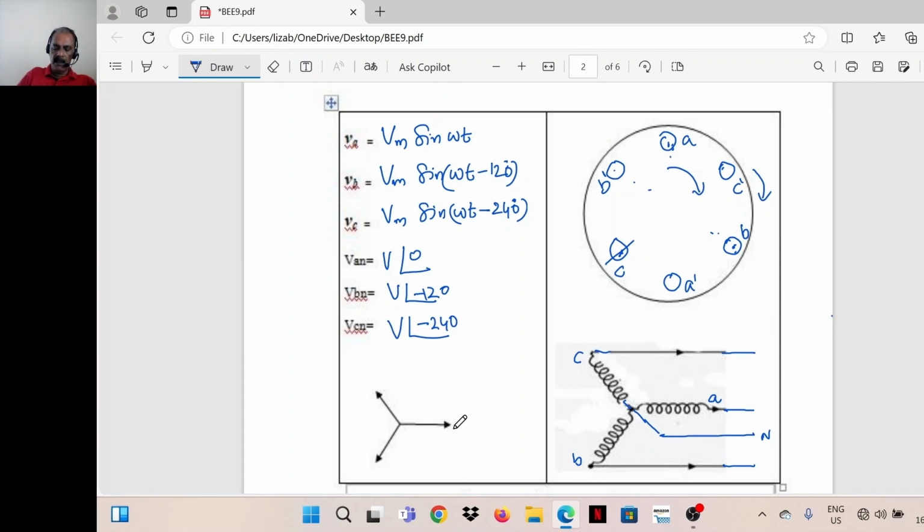So VA is the reference. The phasor diagram can be written as: this is VA, V angle 0. This is VB, V angle minus 120. This is VC, V angle minus 240. This angle is 240 degrees. This angle is 120 degrees.